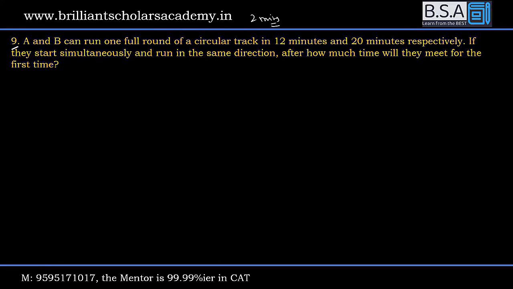A and B can run one full round of a circular track in 12 minutes and 20 minutes respectively. उनका time given है, not speed, not track length. If they start simultaneously and run in the same direction, after how much time will they meet for the first time? So direction is same. Take your time, take 2 minutes, comment your answers. Could be in minutes, could be in seconds. Both answers are fine.